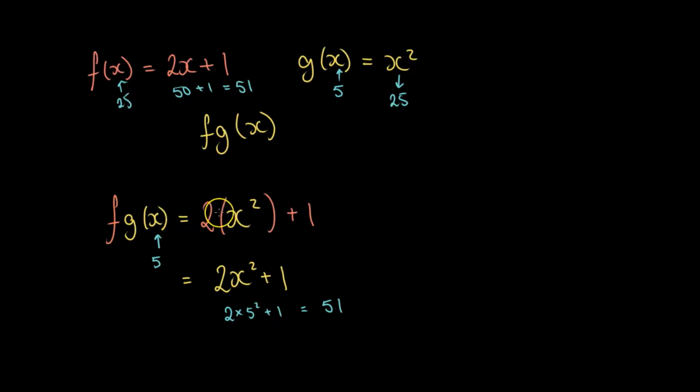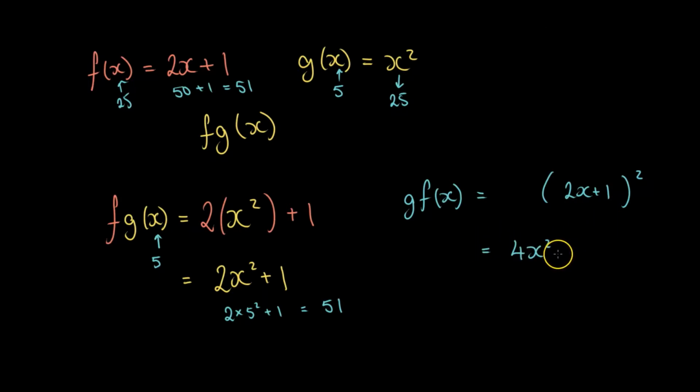And remember that the order does matter, so if I had g of f of x, that would look very different from f of g of x. Let me just show you this quickly. So f of x is 2x plus 1, and then I'm going to do g of f of x. So inside my brackets here, I'm going to put 2x plus 1. So on the right hand side, I will have 2x plus 1 all squared.